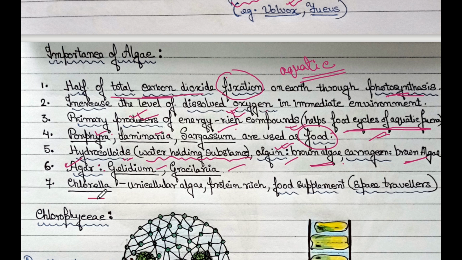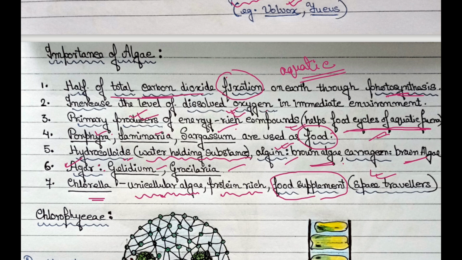Now let us come to chlorella. What is chlorella? The superfood. We hear much about the space travelers taking just a tablet instead of food. That is known as superfood. So these are basically unicellular algae, protein-rich unicellular algae, and are used as a food supplement by the space travelers. Okay. So more or less the importance of algae ends here.